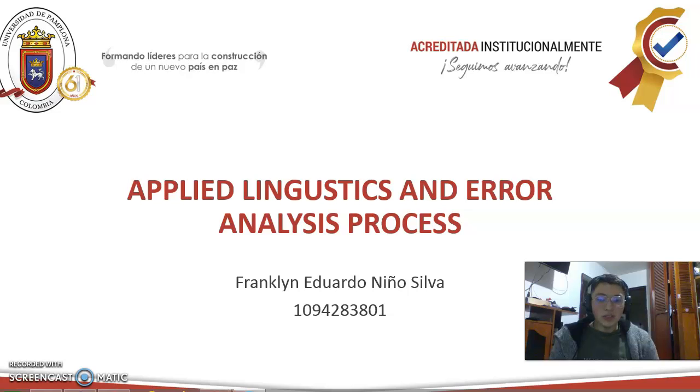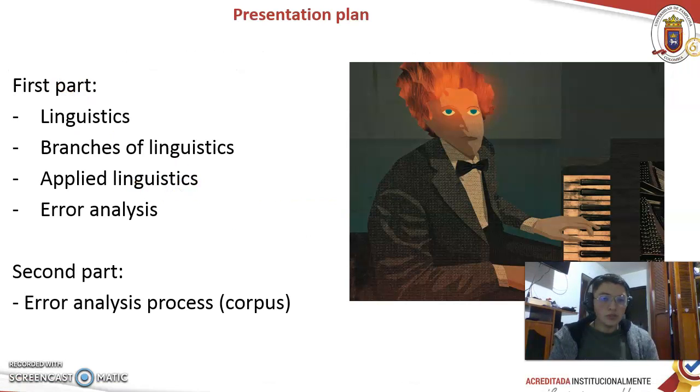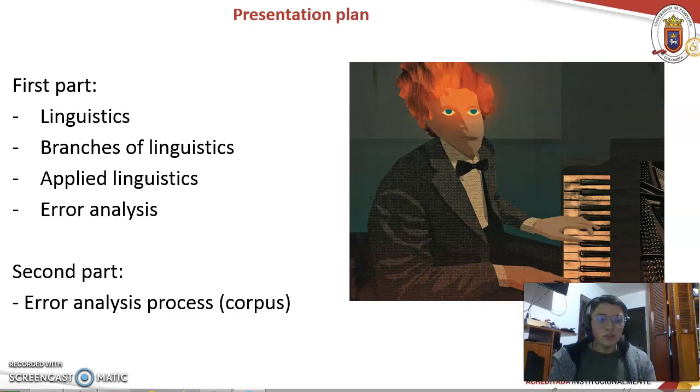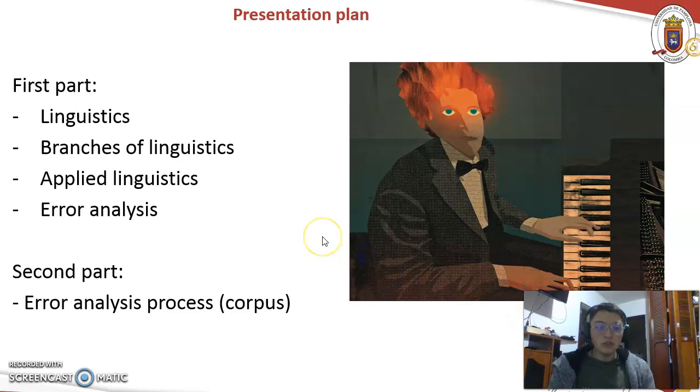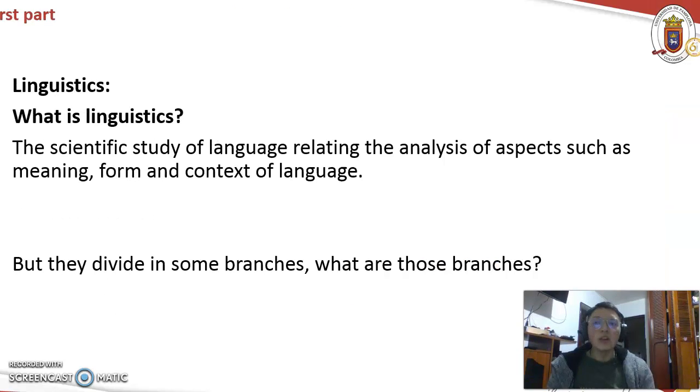This is my presentation for the Applied Linguistics first term exam. In this case, it's the Applied Linguistics and Error Analysis process. I have broken down this presentation into parts. The first part is going to be more related to linguistics and its branches, applied linguistics, and error analysis. And the second part is going to be more about the error analysis process, which relates to the corpus that I have chosen. But let's begin with linguistics.